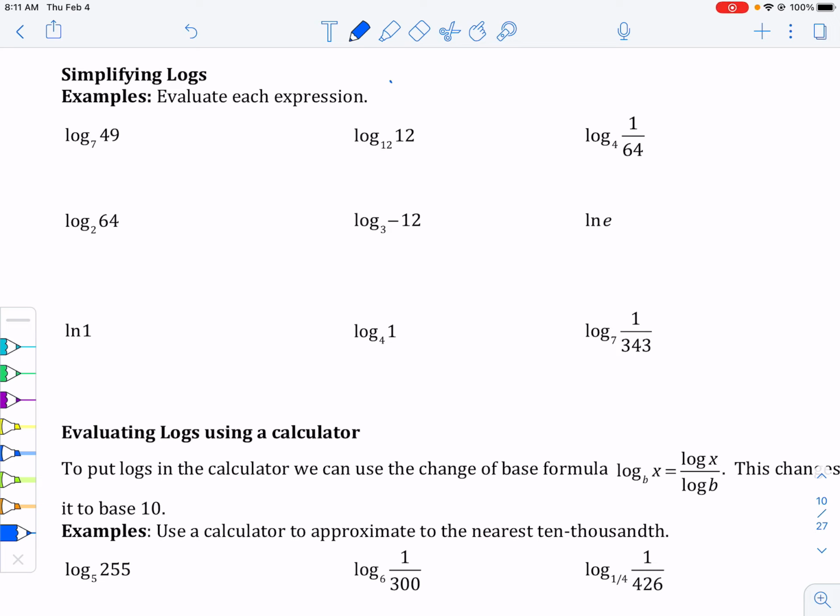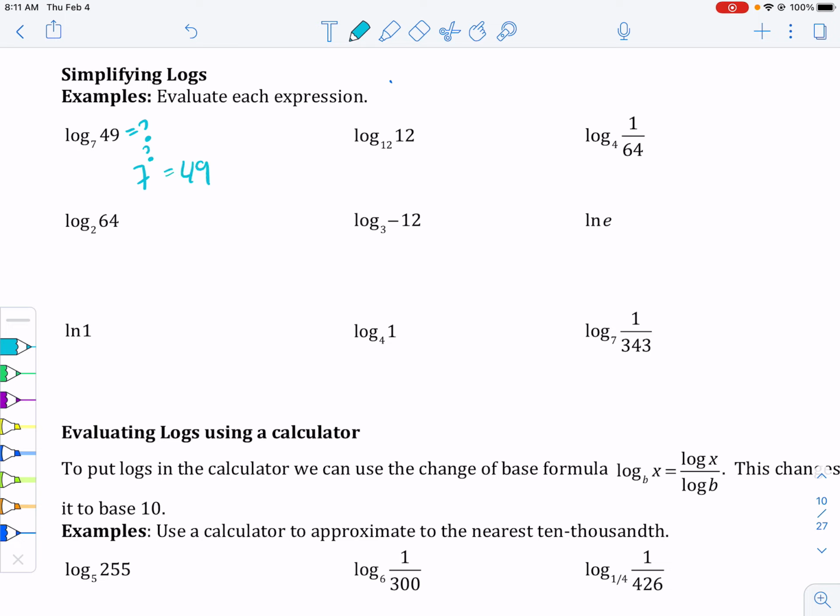Okay, so now we're going to look at how we simplify these. Well, in order to simplify these, we need to switch into its exponential form. Okay? So I'm thinking here, log base 7 of 49 equals something, right? So I'm going to add an equals something. So I'm going to switch to exponential form. So when I switch to exponential form, I'm thinking 7 to what power gives me 49.